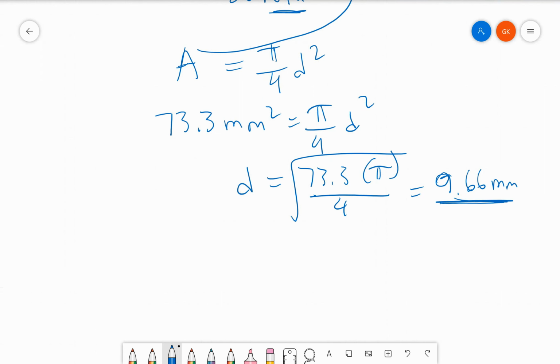Remember that we asked for millimeter increments, and so we always have to go up. Always go up. So instead of 9.66, we're going to have 10 millimeters. That would be the correct answer because it comes in 1 millimeter increments. You need to make sure that you have enough. If you go lower, it will fail. So enter 10 millimeter rod.